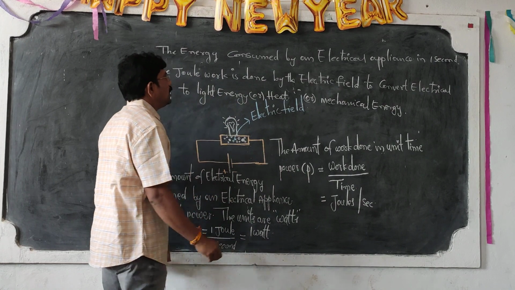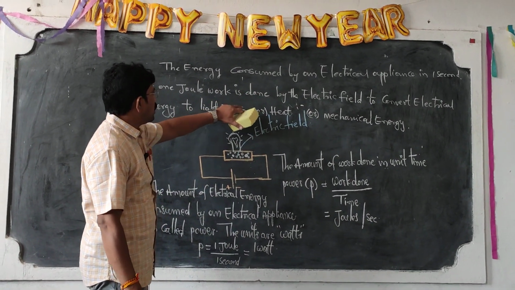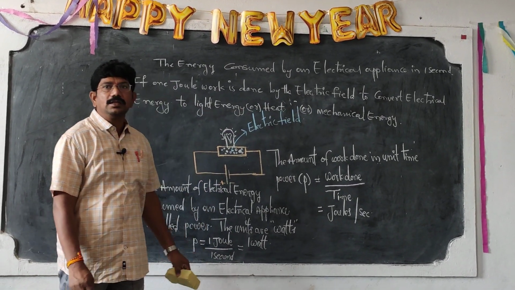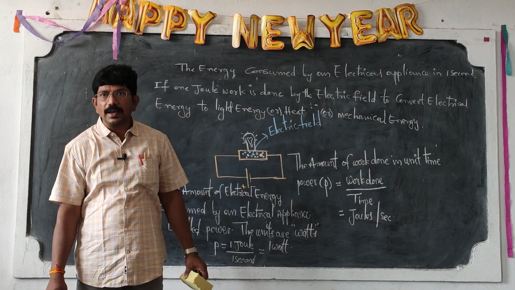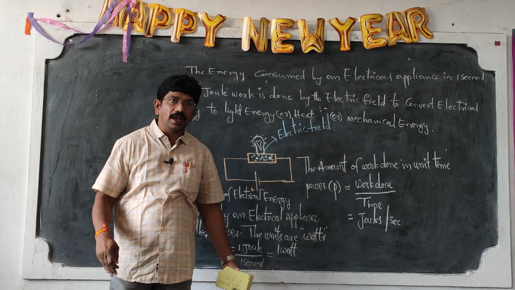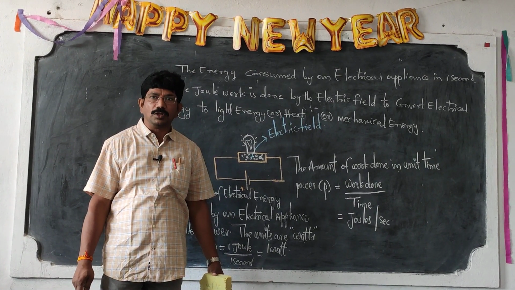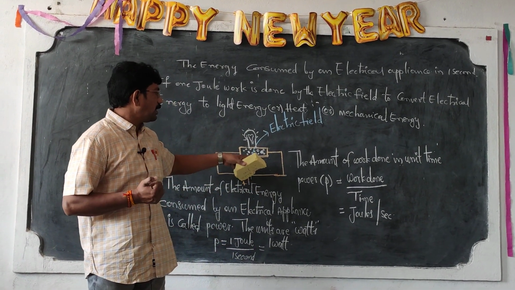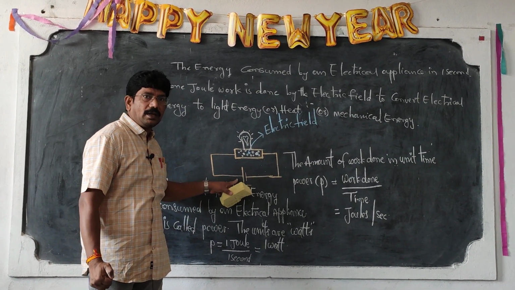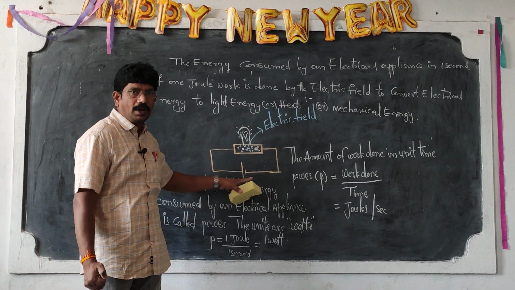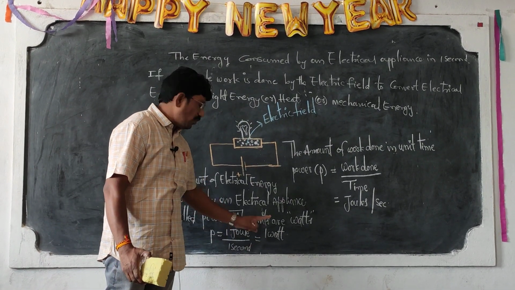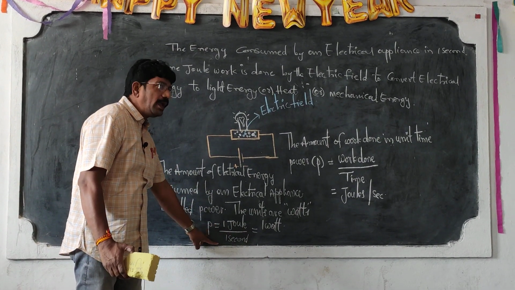Okay, so here electrical energy is converted to what? Light energy and heat energy or mechanical energy. That is nothing but the power of that electrical appliance. How much electrical energy is consumed? Are you clear about that one? So how does this electric field get that force? Because of the potential difference applied. Are you clear about that one? So what is the unit for that one? 1 watt. 1 watt is defined as 1 joule by 1 second.